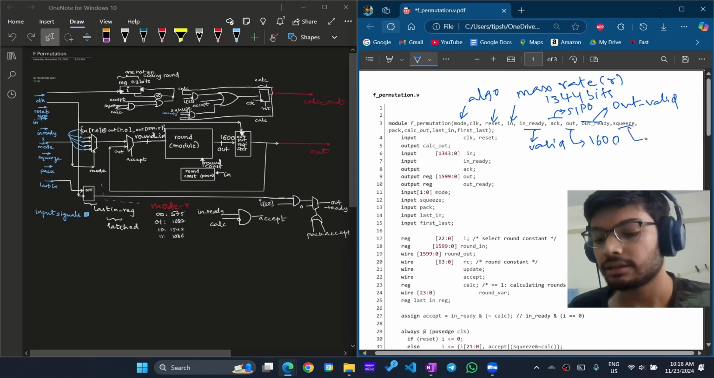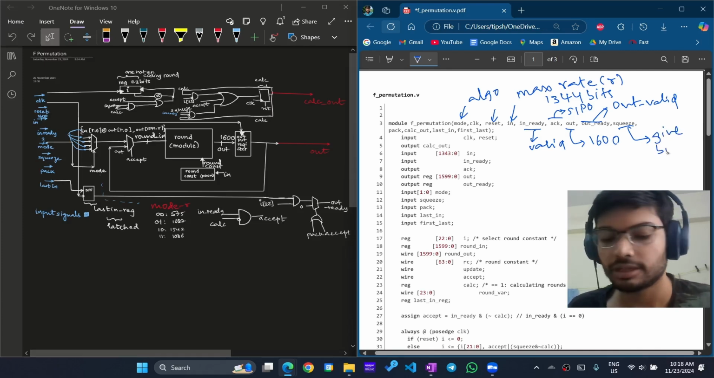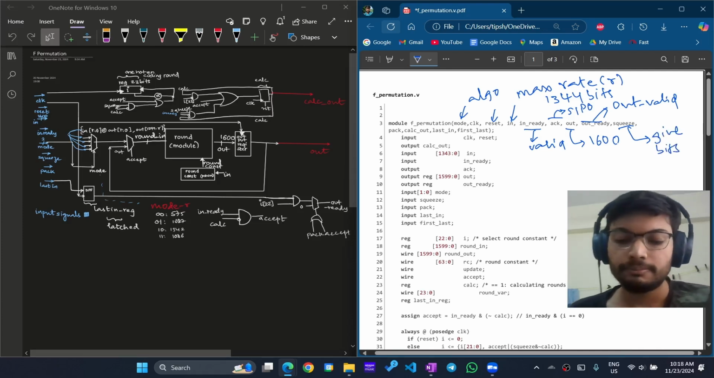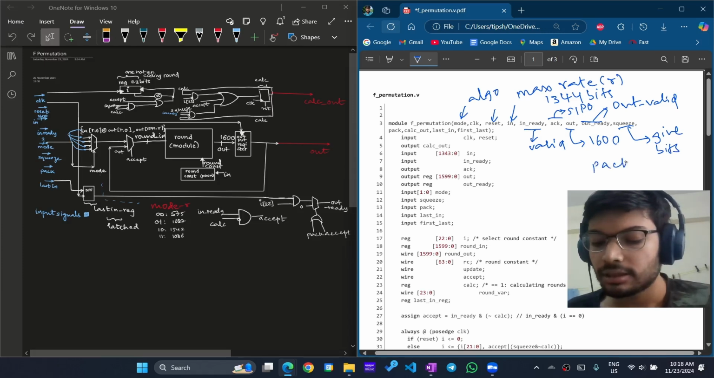Squeeze signal is taken in to tell that the outer module needs more bits, and this will perform another squeeze function through the same round again to give more bits. P acknowledge is from the PISO register that the output was latched and taken in.